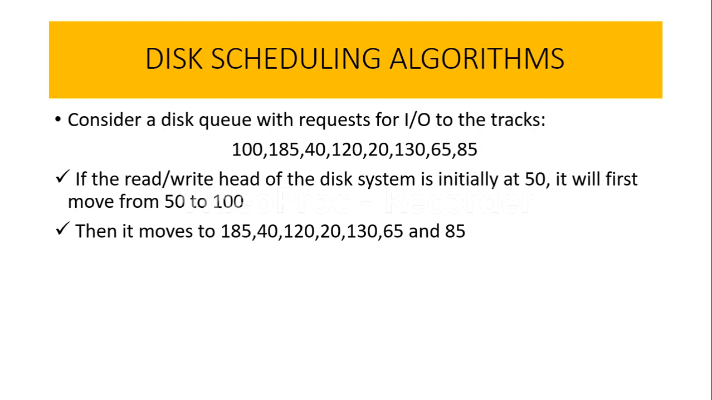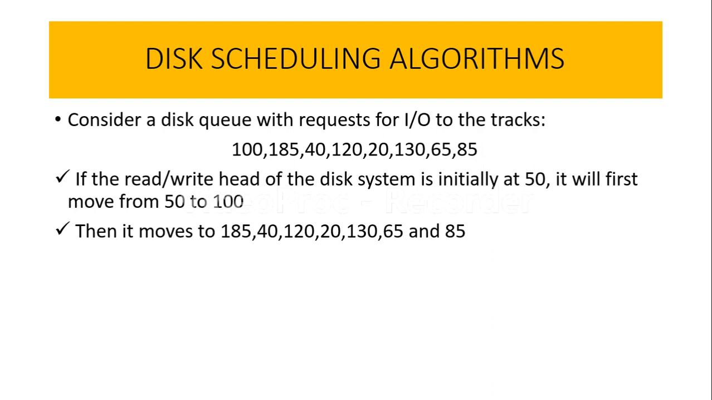We are considering here a queue, or disk queue, with requests for input output services to be provided to particular tracks. These are the tracks: 100, 185, 40, 120, 20, 130, 65 and 80. And we are imagining that the read write head of the disk is initially at track number 50.